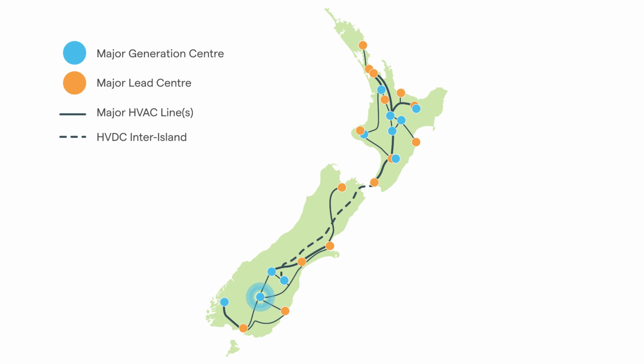Generation and load are connected through transmission circuits. Outages can occur on the generator or transmission circuits due to maintenance work or unplanned trippings. This outage data is used by NZGB.